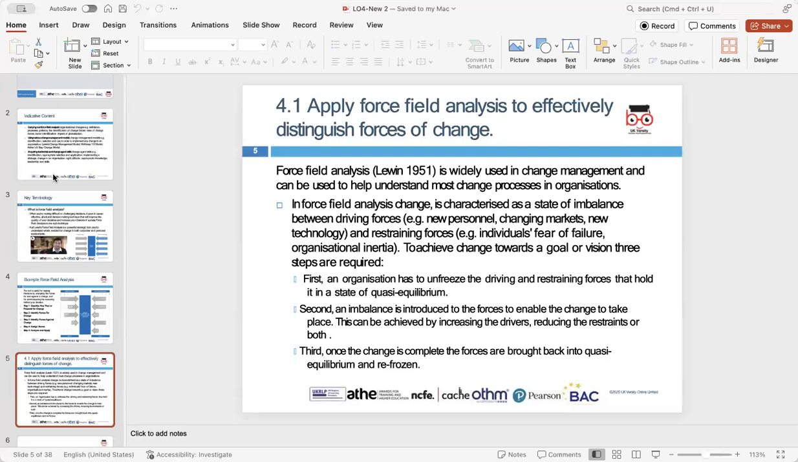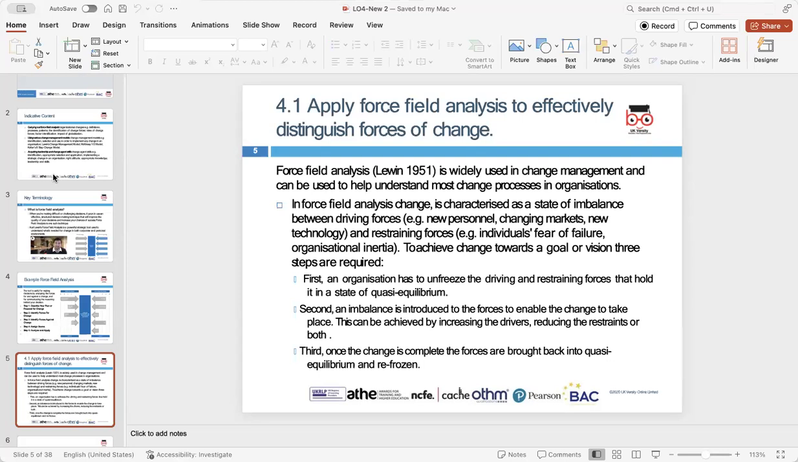Force field analysis, introduced by Lewin in 1951, has become widely used in change management. This model can be applied to understand various change processes within organizations. Change is often seen as a state of imbalance between driving forces such as new personnel change, market conditions, or new technology, and restraining forces such as employees' fear of failure or resistance from the organization's existing systems.